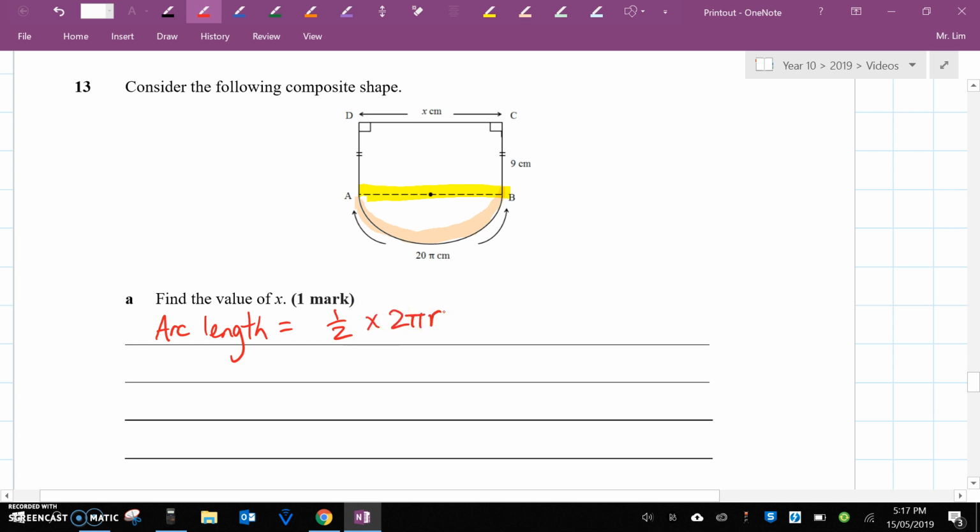Here the arc length is 20 pi. So what do we have from both sides? Actually, let's simplify this. We have 20 pi is equal to, well, half times 2 is just 1, so pi r. We can see that they both have pi, so we can cancel pi from both sides, and that leaves us with a radius of 20. Well, if the radius is 20, that means the whole length, the diameter, must be 40. Because the diameter is the same length as x, x has to equal 40.